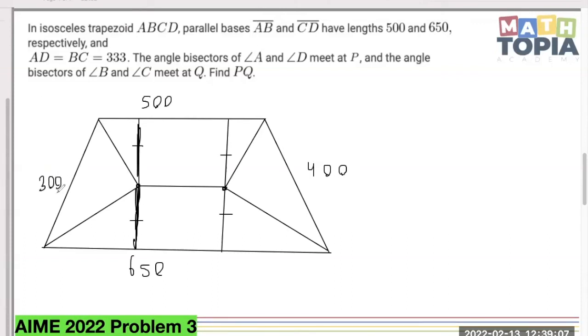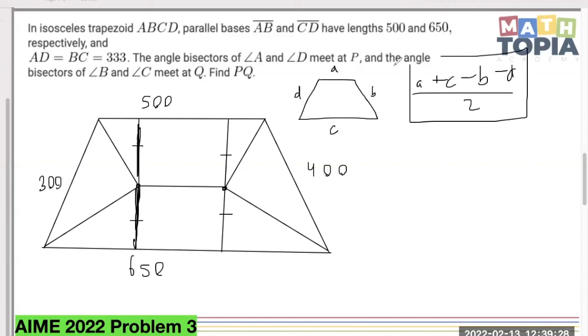Everything we just mentioned in the problem still applies. This is still going to be the midline, and then this is going to be 400 over 2, and this is going to be 300 over 2. So in general, if we have just a normal trapezoid, doesn't matter if it's isosceles, if this is A, B, C, and D, our answer would just be A plus C minus B minus D over 2. So that's a generalization for the problem.